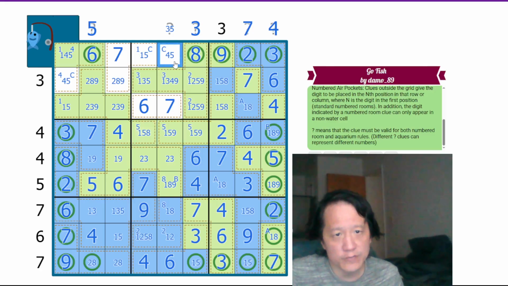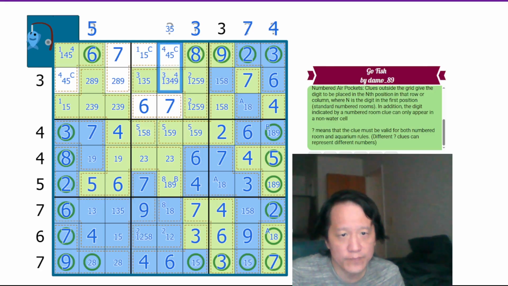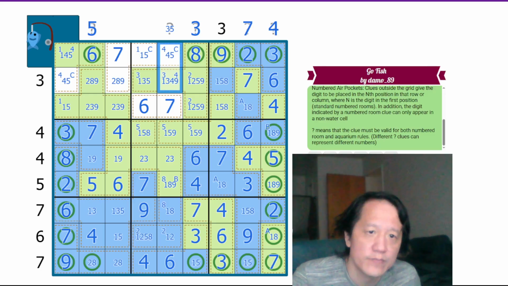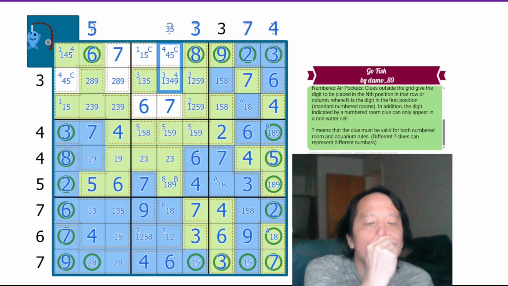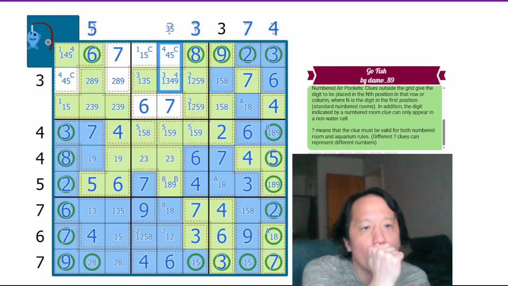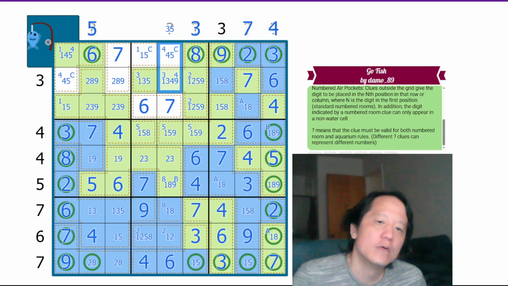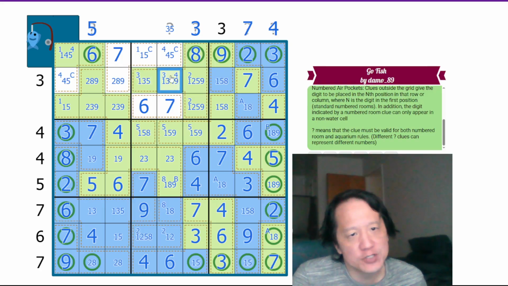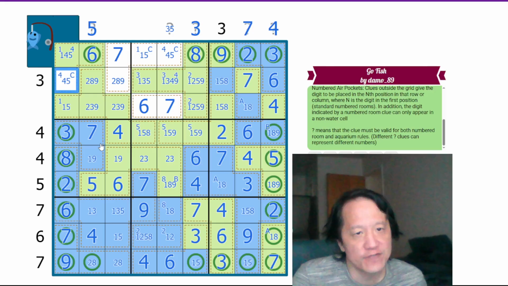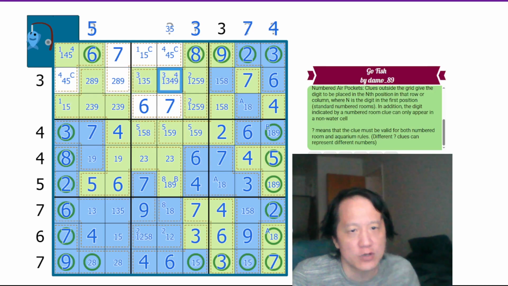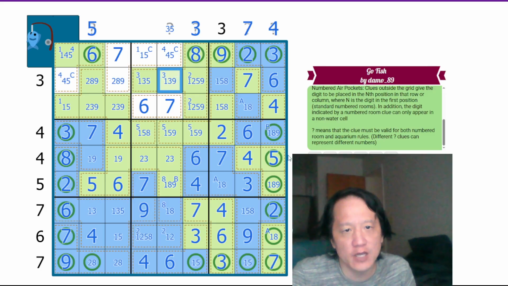We do know one of these two was a 4. That's not too helpful, though. Can this ever be 4? If this is 4, that would force this to be 5, but then that would say 3 has to be in the 5th position, which doesn't work. So 4 cannot be here.